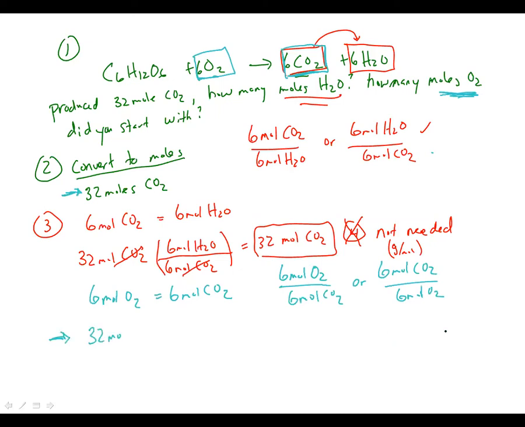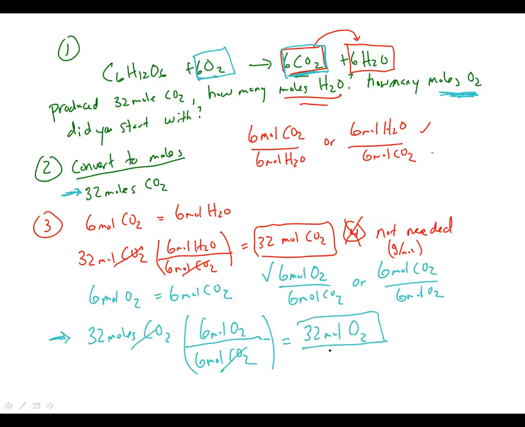And again, here we want to get rid of CO2. So we want the CO2 on the bottom, which in this case is the one on the left. That's something different. That's good. The CO2, 6 moles of O2. And again, the moles of CO2 will cancel in this case, and that will get us 32 moles of O2. And same deal here, since we were looking for moles, we don't have to do step number 4.